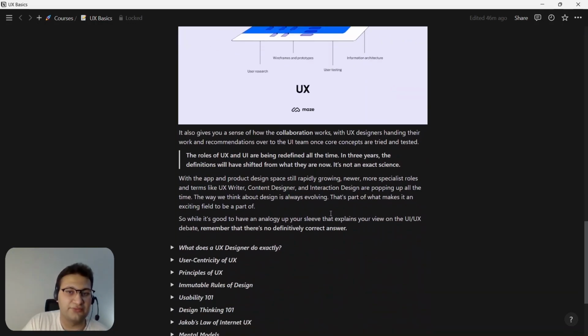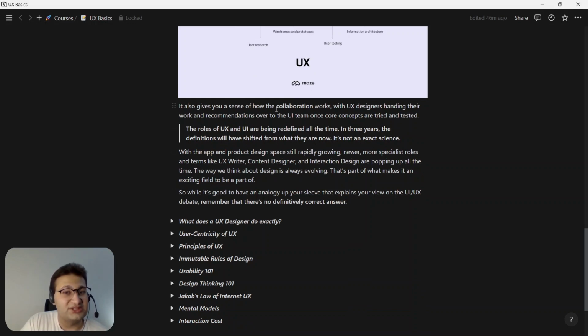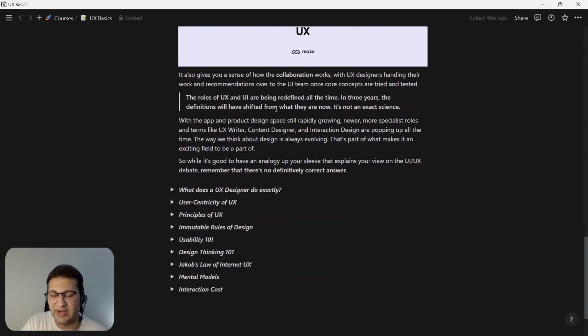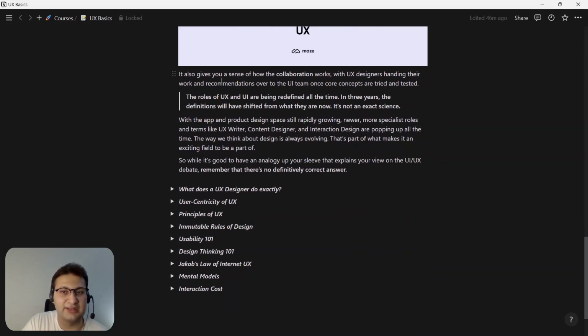So it's a very collaborative way of working. It also gives you a sense of how the collaboration works, right? What we were talking about with the UX designer handing their work and recommendations over to the UI team once core concepts are tried and tested. Now, this gives away a very waterfall method, like first UX designers work on it, then they give it to the UI design team and they work. That's not how it actually works. It's more of a collaborative effort. At all times, both of the teams know what is happening with the product.